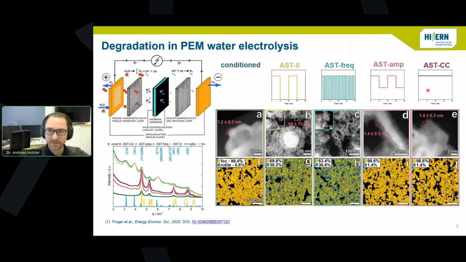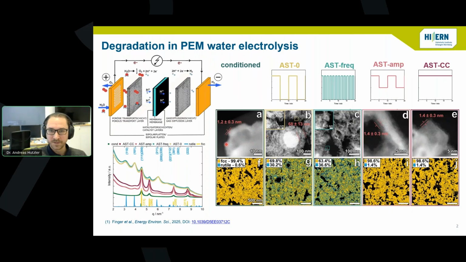When we cycle, we can see there's at least oxidation happening. What you can see here is the evolution of additional peaks, which is due to the iridium oxide having a different structure, namely rutile structure. And what you can do is look at the oxidation state, which we did here with 4D STEM.